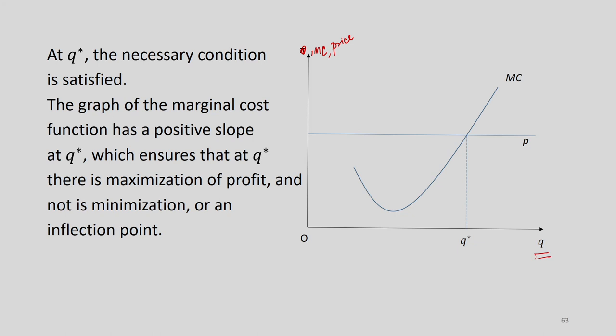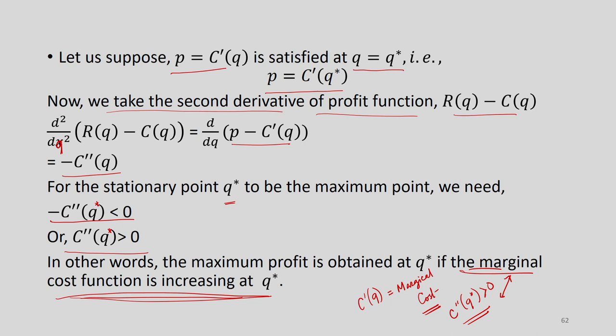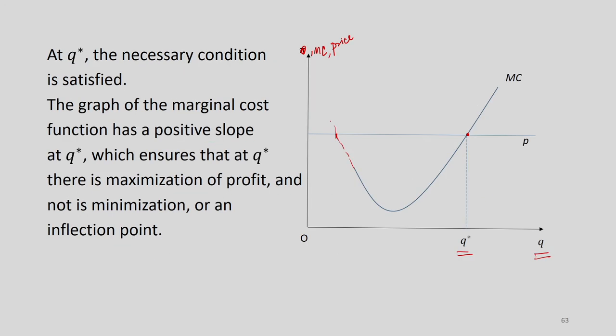to the right of that minimum point. Now, this MC function, if we extend it to the left, can intersect the price line at this point as well. But here also there is another point of intersection. Now, at q star, the necessary condition is satisfied. Remember, in this mathematical exercise, I have implicitly assumed that there is a single point at which the first order condition is satisfied. That means I am not considering this point in this mathematical exposition, but in general one can think of another point of intersection here.